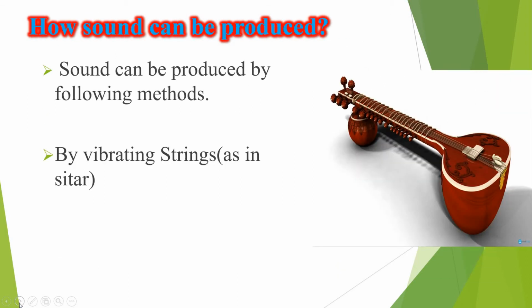Now the next topic is how sound can be produced. Sound can be produced by the following methods. First is by a vibrating string, as in a sitar. Sitar is a musical instrument. It has many strings. If we pluck the string of a sitar in the middle, the sitar makes sound. If we put our fingers gently on the sitar string, we can feel the string vibrating. Thus, sound is produced when a sitar string vibrates.